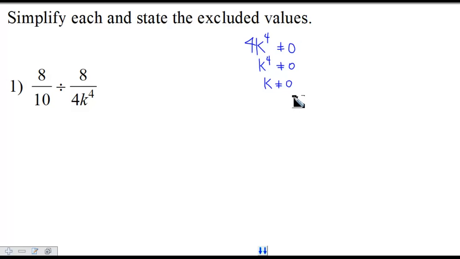Now that I have stated my excluded value, I'm going to go back to the original problem. Step 3 in multiplication would be to cancel, but this is a division problem, and we can't divide fractions just like this. We have to change it to a multiplication problem, and the way we do this is we take the second fraction and we use its reciprocal. We flip it. Sometimes you'll hear catchy phrases like keep, change, flip, but I want you to realize that the flip means the reciprocal. Anything in the denominator comes to the numerator, and anything in the numerator goes to the denominator.